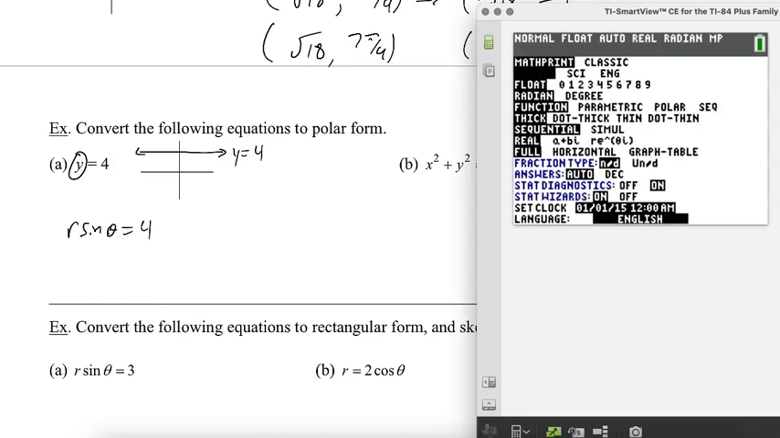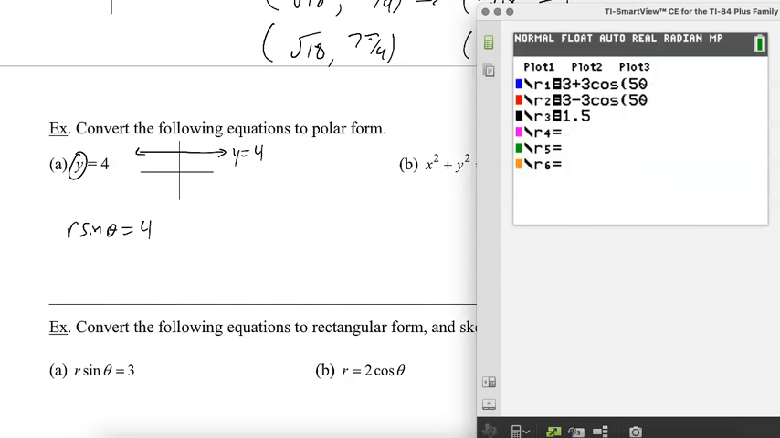So if I go to my mode and I change this to polar mode, when I go to my y equals, if I'm trying to graph something, notice that they are all r equals. So looking back at our problem, I probably will want to make this r equals 4 over sine theta, so that I can type 4 divided by sine theta.